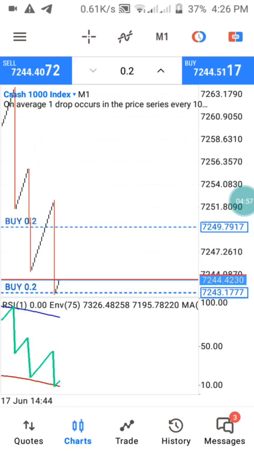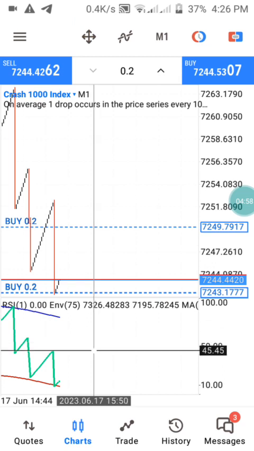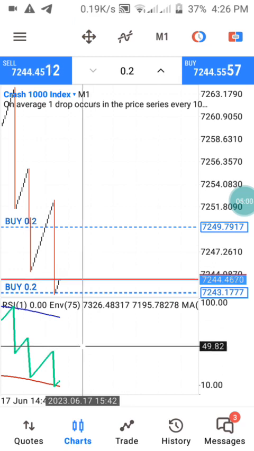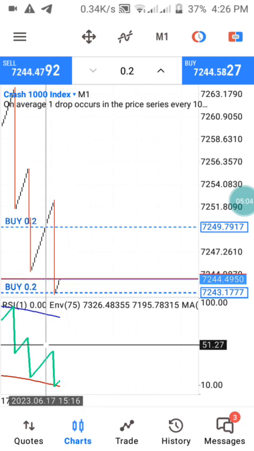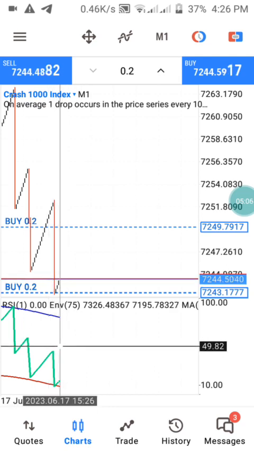So as I told you guys, I'm going to be having my 50 level at this area, so you know that anytime your trade is getting to this particular 50 level, you can easily take it as your take profit. And that's exactly what I told you guys.